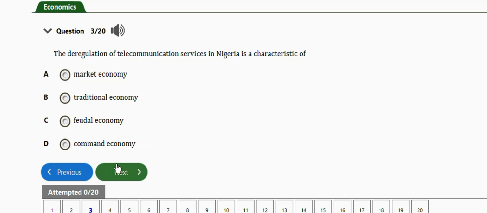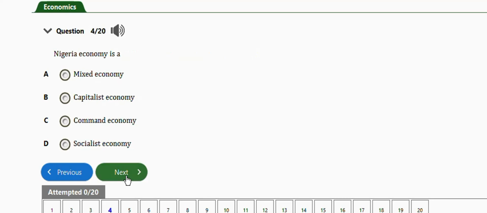Next question. It says, the regulation of telecommunication services in Nigeria is characteristic of: market economy, traditional economy, feudal economy, command economy. The right answer is option A, which is market economy. Next question says Nigerian economy is, I think we've already answered this question, option A, which is mixed economy.